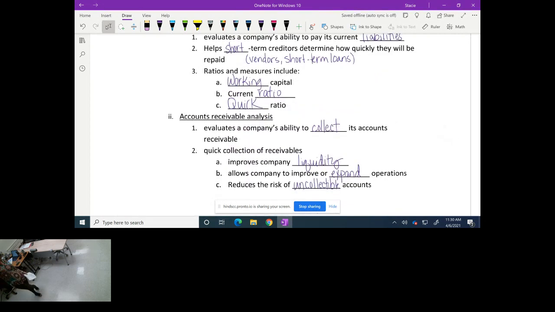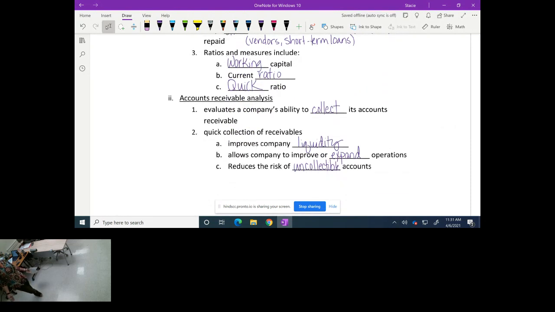Then we'll look at accounts receivable. We're looking at these ratios and measures to see how well this company is collecting their receivables. Do they leave them sitting out there a long time and let people ride their credit line? Are they collecting the money pretty well? You want quick collection. Quick collection is going to improve liquidity. It's going to allow the company to expand or improve because they've got cash coming in. And it reduces the risk of some of these accounts going bad, where they can't collect them at all.